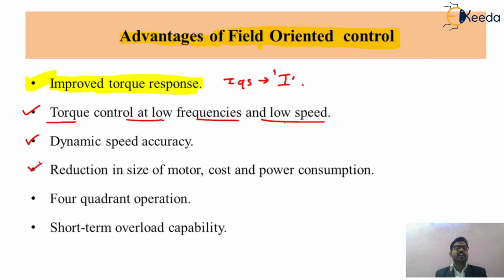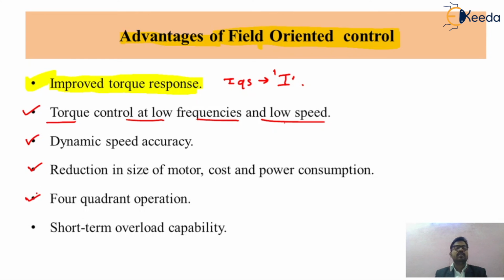Then after that, we get a reduction in the size of the motor, as well as in cost and power consumption. Obviously the size of the motor will be reduced by means of field oriented control, and cost and power consumption are also less while we are using this control scheme for the induction machine.